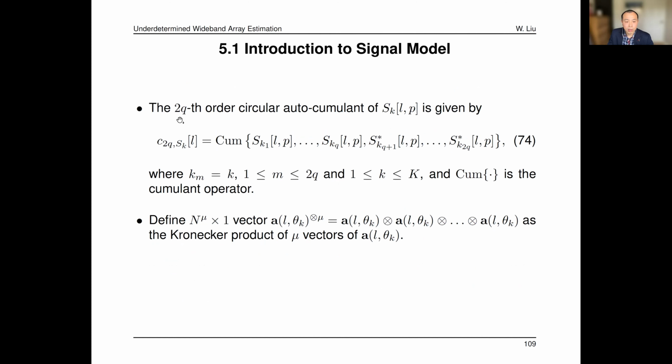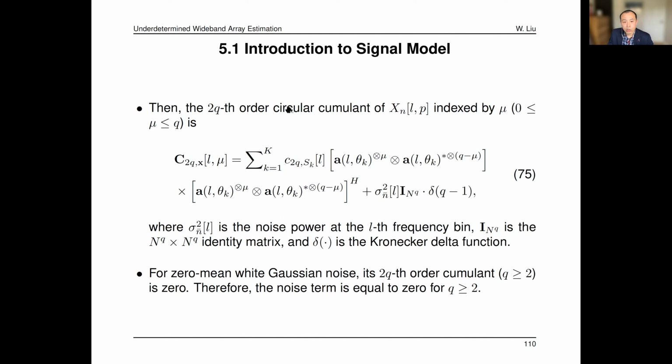Then we can define the 2Q order circular autocumulant of the source at frequency L using the standard definition, using this symbol to represent the cumulant. And then we can define this n to the power Q, a mu times 1 vector. This is basically a Kronecker product of mu vectors of the individual steering vectors a L, theta K. With this definition, we can calculate the 2Q order circular cumulant of the received signal at frequency L, indexed by mu, and it is given by this result.